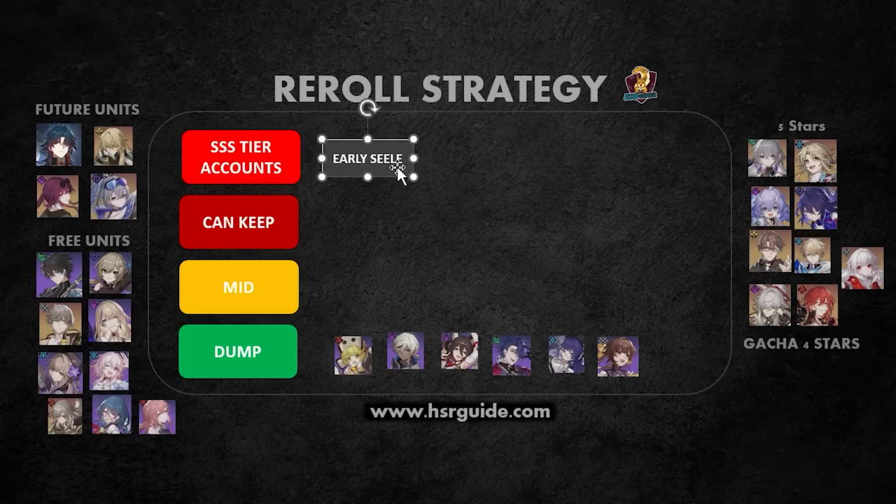You can use it later on, especially because you can build up a lot of pulls already to save for even a Jing Yuan if you want to pull him in the second half, or maybe you are looking for Kafka later on or Silver Wolf. You can of course save for them later on if you got a very early Zila. So that's definitely a triple S tier account.